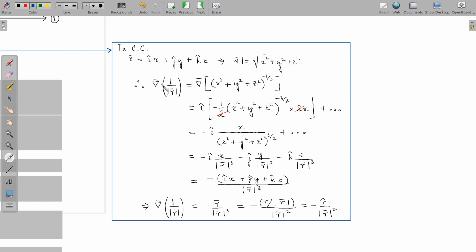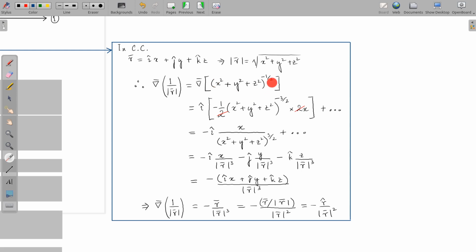Therefore, if I want to find the gradient of this quantity, of course this is a scalar, so the reciprocal of this will also be a scalar. The gradient of 1 by modulus r is equal to the gradient of x square plus y square plus z square to the power minus half. Now we need to just differentiate this, because that's what a gradient does. You do the partial differentiation with respect to x, multiply with i cap, then partial differentiation with respect to y, multiply with j cap, partial differentiation with respect to z, multiply with k cap. That's what you do when you're trying to find the gradient.